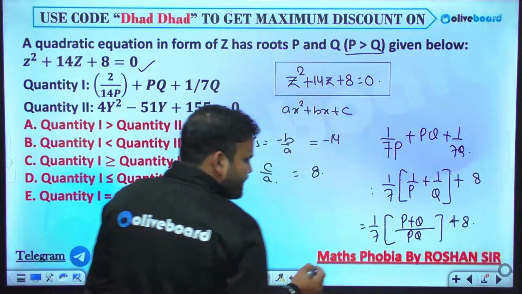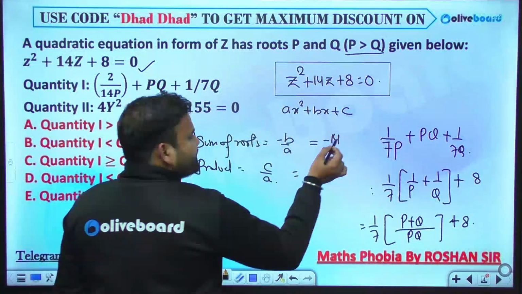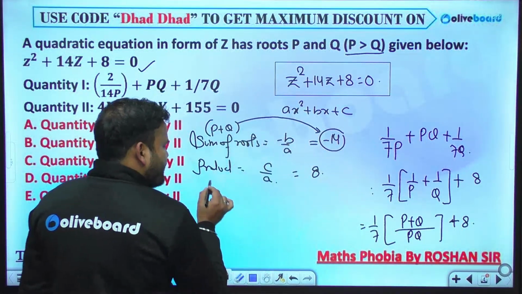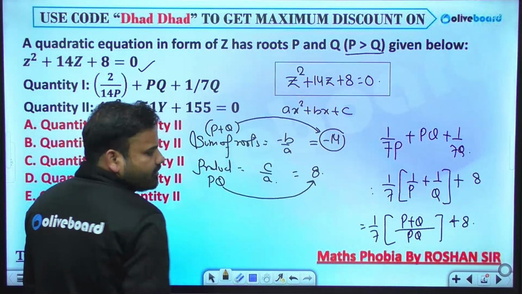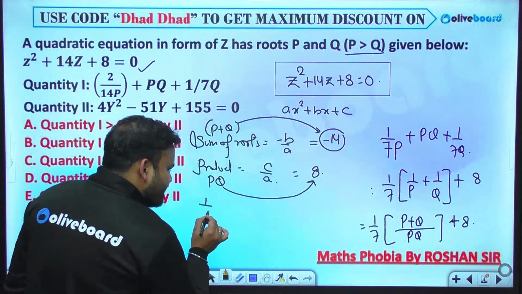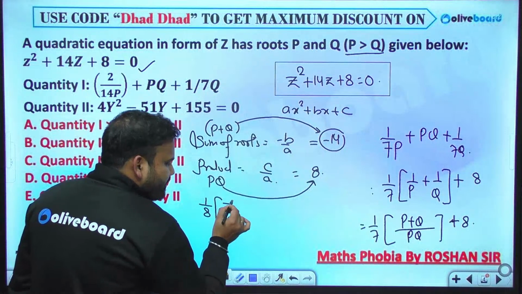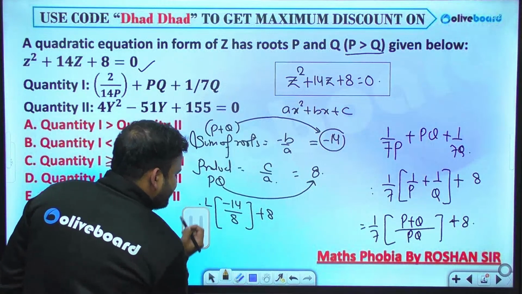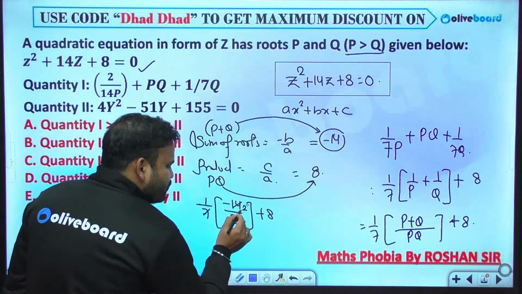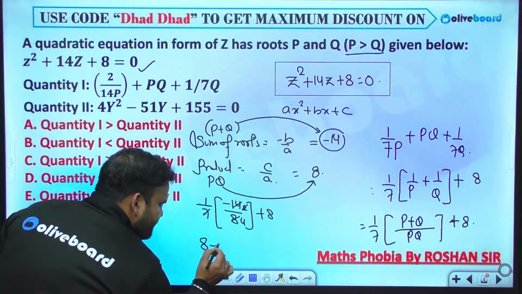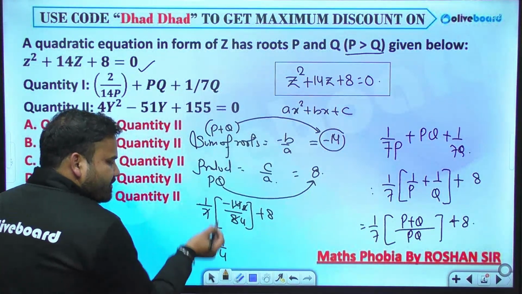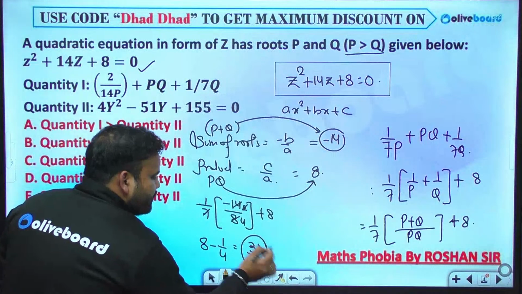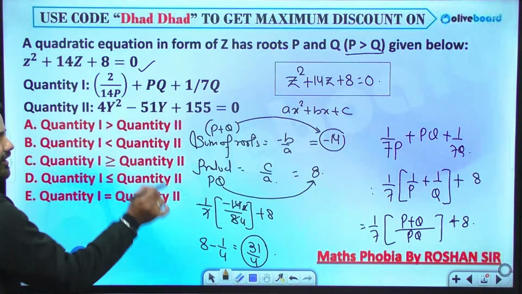So put the values. P plus q is the sum of roots, and p plus q is minus 14. And p into q is 8. So on putting the values, what I am getting is 1 by 8 times of p plus q, which is minus 14 upon pq, which is 8, plus 8. So this is 1 by 7 times of 2 into 4, which means it is 8 minus 1 by 4. This is positive 8 and this is minus 1 by 4. So 31 by 4. So 31 by 4 will be the value of quantity 1. So the entire value of quantity 1 is 31 by 4.